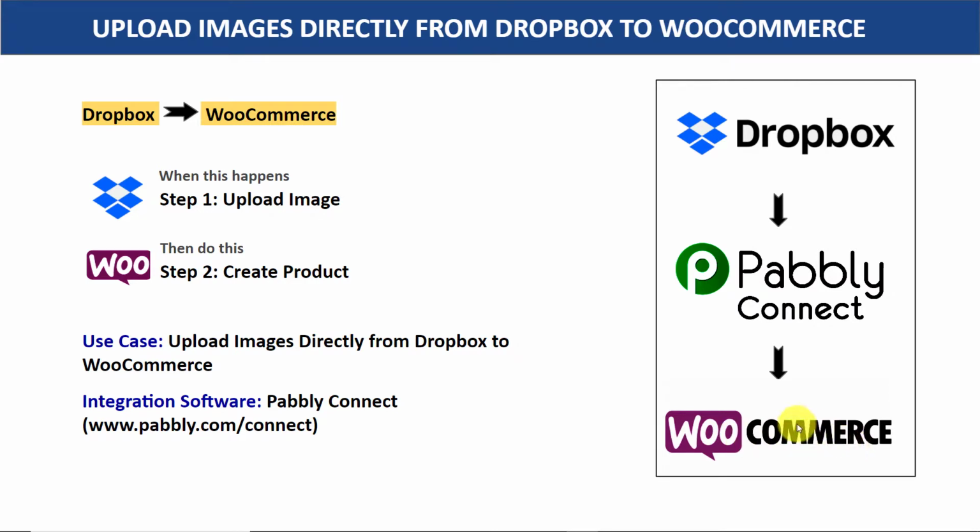So here you have two choices. The first choice is download the file from Dropbox and re-upload it into WooCommerce. The problem with this approach is it's actually very repetitive and tiresome. So I would suggest that you bring in some automation so that whenever a new image is uploaded in Dropbox, it will automatically create a product in WooCommerce. So in this video, we will be using PabblyConnect to integrate Dropbox and WooCommerce. The best part of using PabblyConnect is there is no need for coding skills or programming knowledge. It can be done easily. Let me show you on my screen.